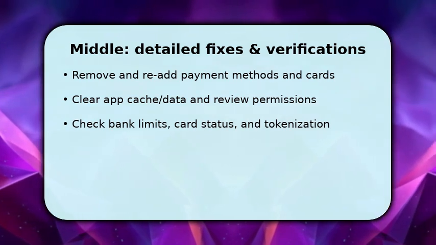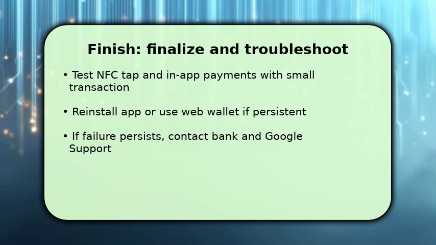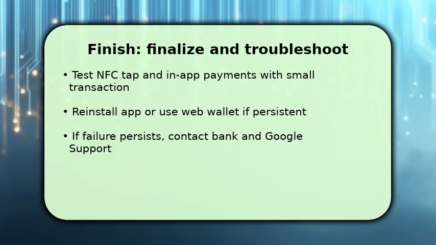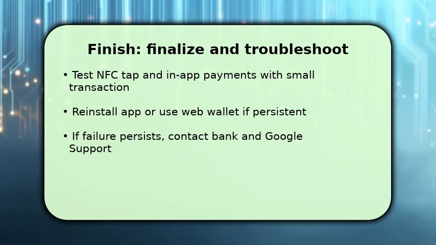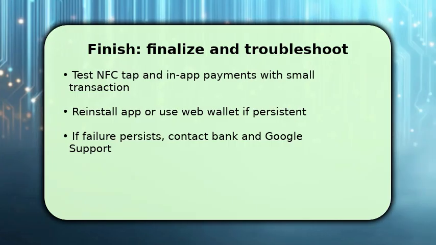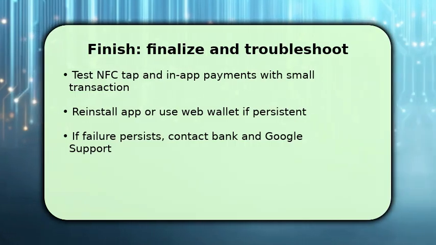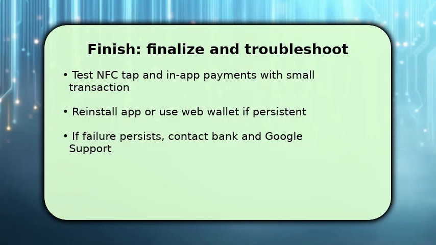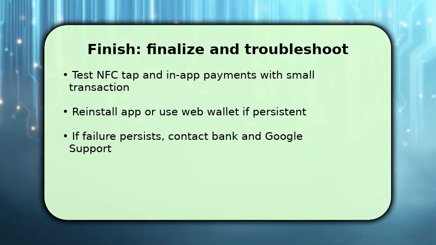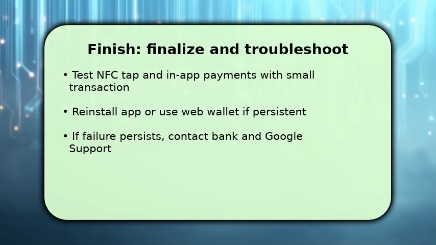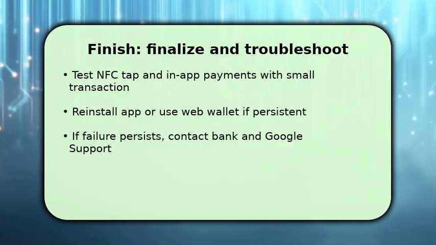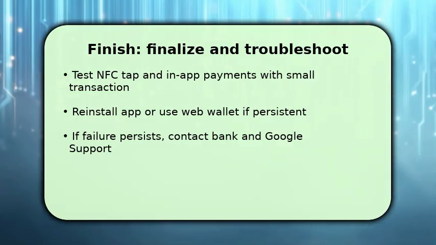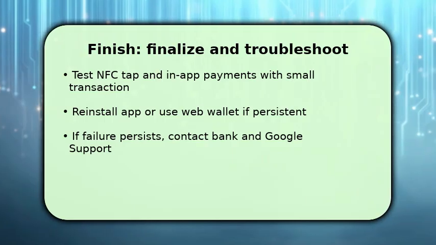To finish, validate functionality with a small contactless tap or in app purchase so you can observe success or specific error codes. If problems persist, uninstall and reinstall Google Pay to rebuild app dependencies, or try the web wallet as a temporary workaround. Make note of any error code or message. That detail speeds bank or Google support troubleshooting.